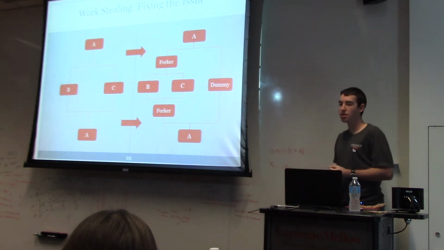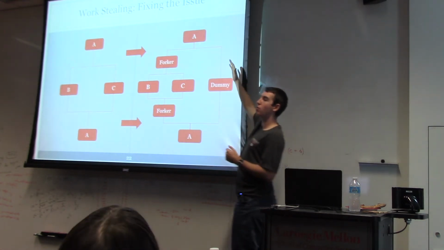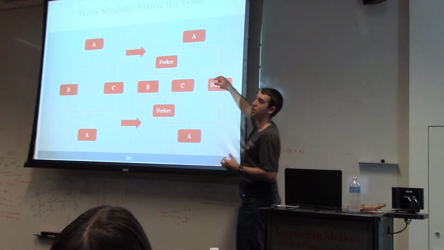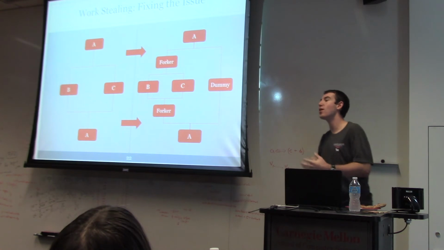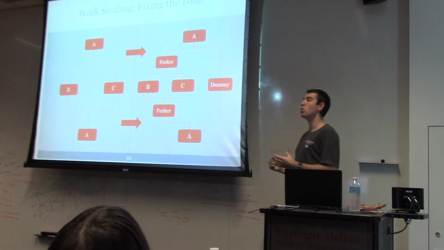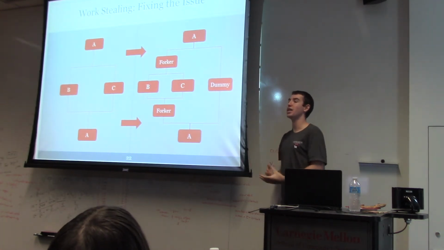And what that does is it means that you can never have a right spine in your resulting computation DAG. And therefore, you can never have to transfer a whole lot of data.